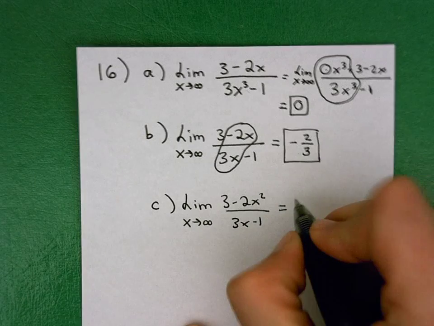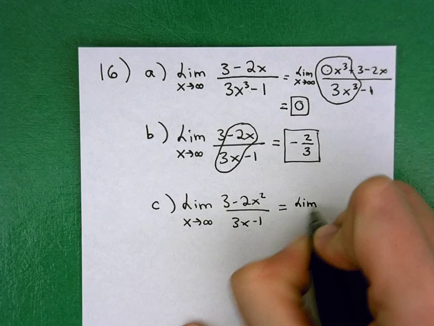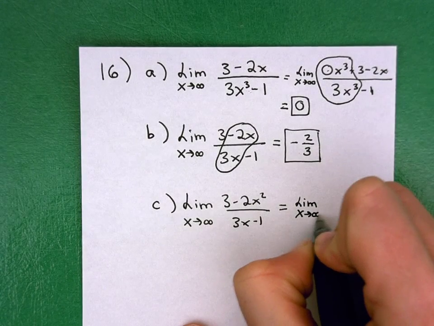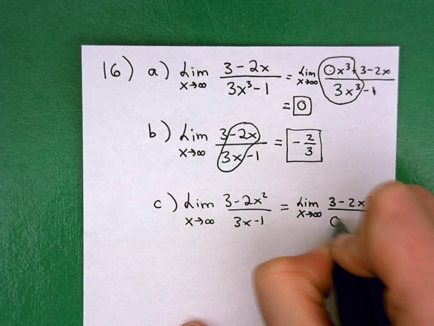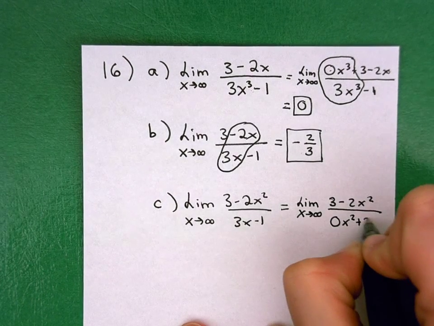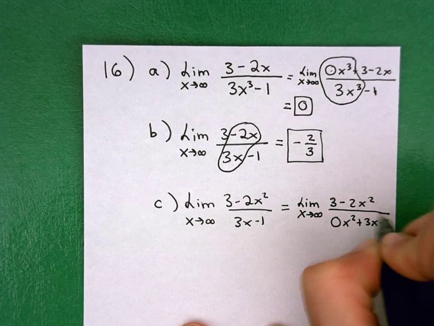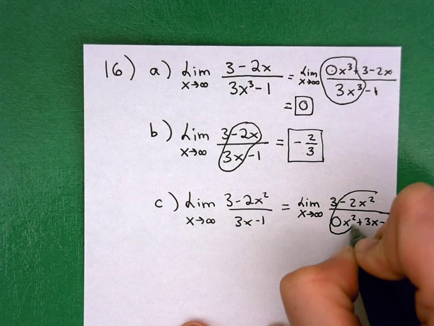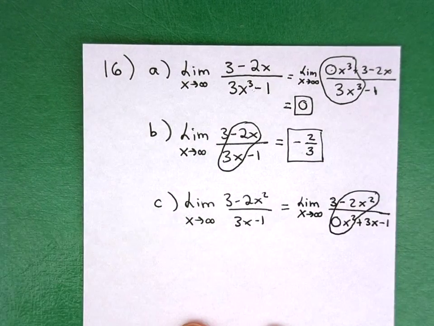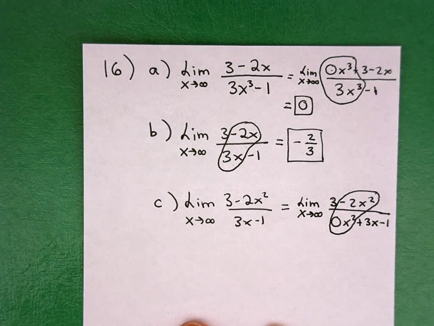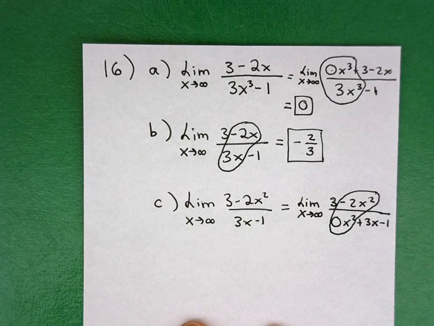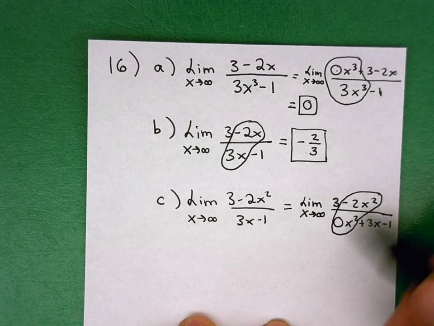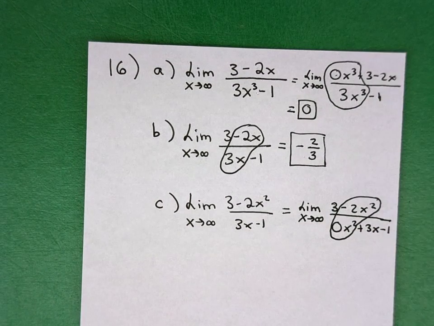And so I'm going to go ahead and take a moment and write that. Minus 2x squared, we have a 0x squared in the denominator. And so our highest powers are here. Okay, well when that happens, the x squareds are going to go ahead and cancel each other out, if you want to think of it that way.